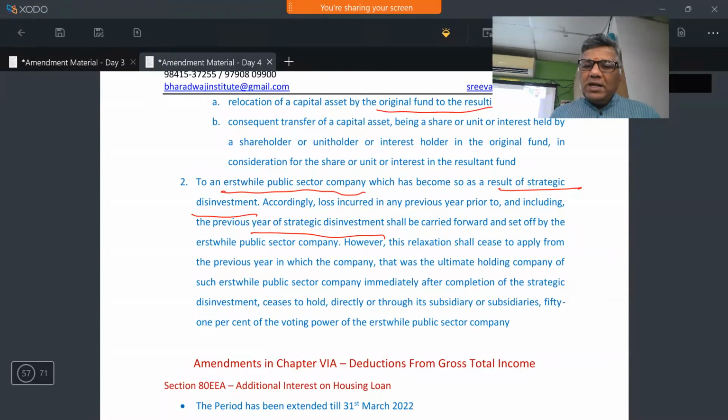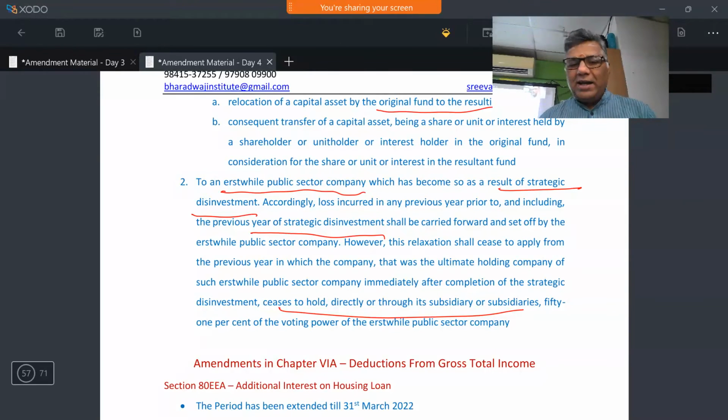However, this relaxation shall cease to apply from the previous year in which the company, that was the ultimate holding company of such erstwhile public company, immediately after completion of strategic disinvestment, ceases to hold directly or indirectly. That is, once they are also going to disinvest, I will not provide this. Don't worry about the second part of the provision. That is, if suppose Tata subsequently sells it off, they are also disinvesting, they should not amalgamate just for the loss.